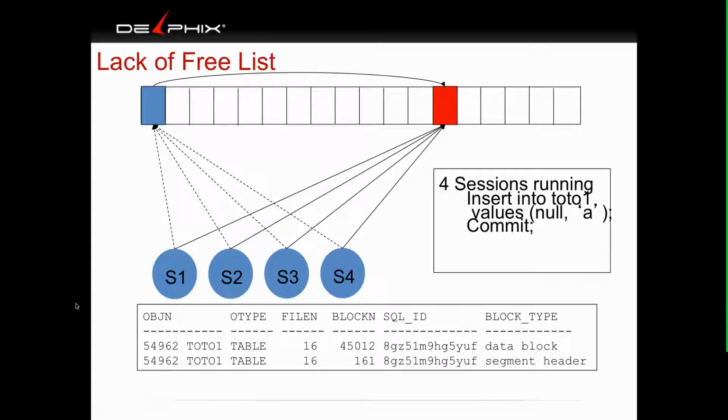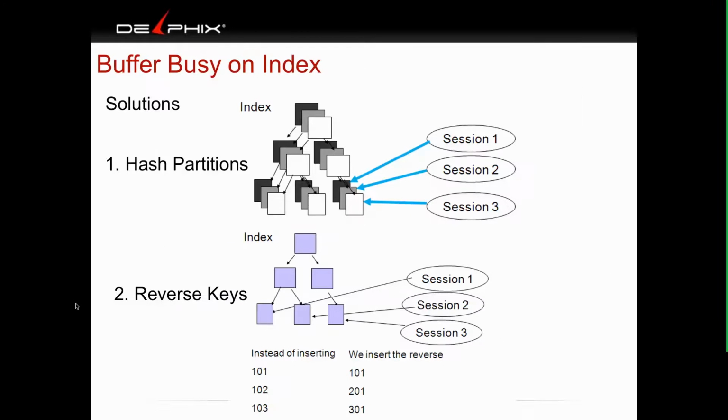How do we rectify that? We can add free lists, so that in the header we'll have multiple free lists, we'll hash on the process, and the inserts will be distributed around the table. There won't be a point of contention. If you happen to have a buffer busy wait on an index, it's a little different. What typically happens in the index is if I'm inserting orders, it's like order number 1, 2, 3, 4, it's monotonically increasing. The leading leaf node will be the hot block. That's where everybody's inserting the data.